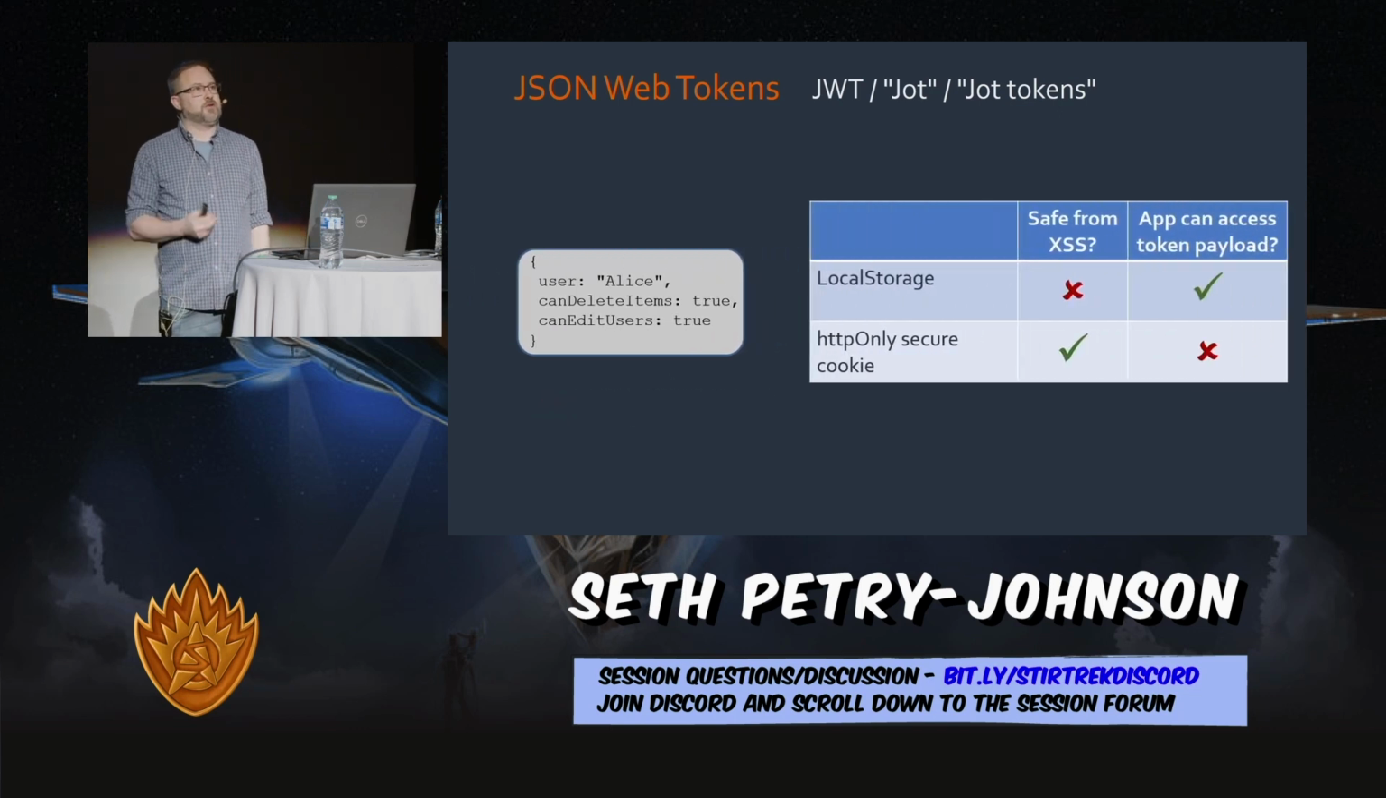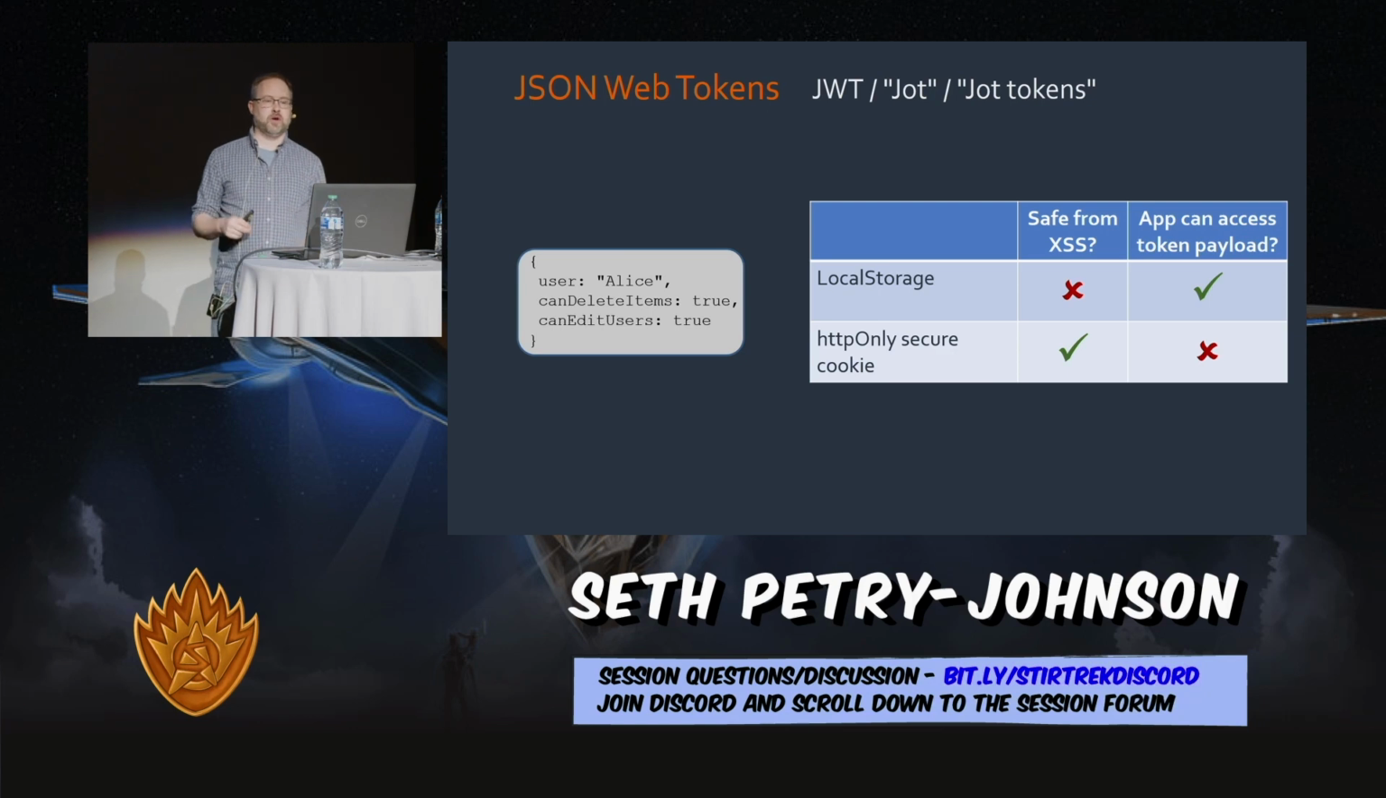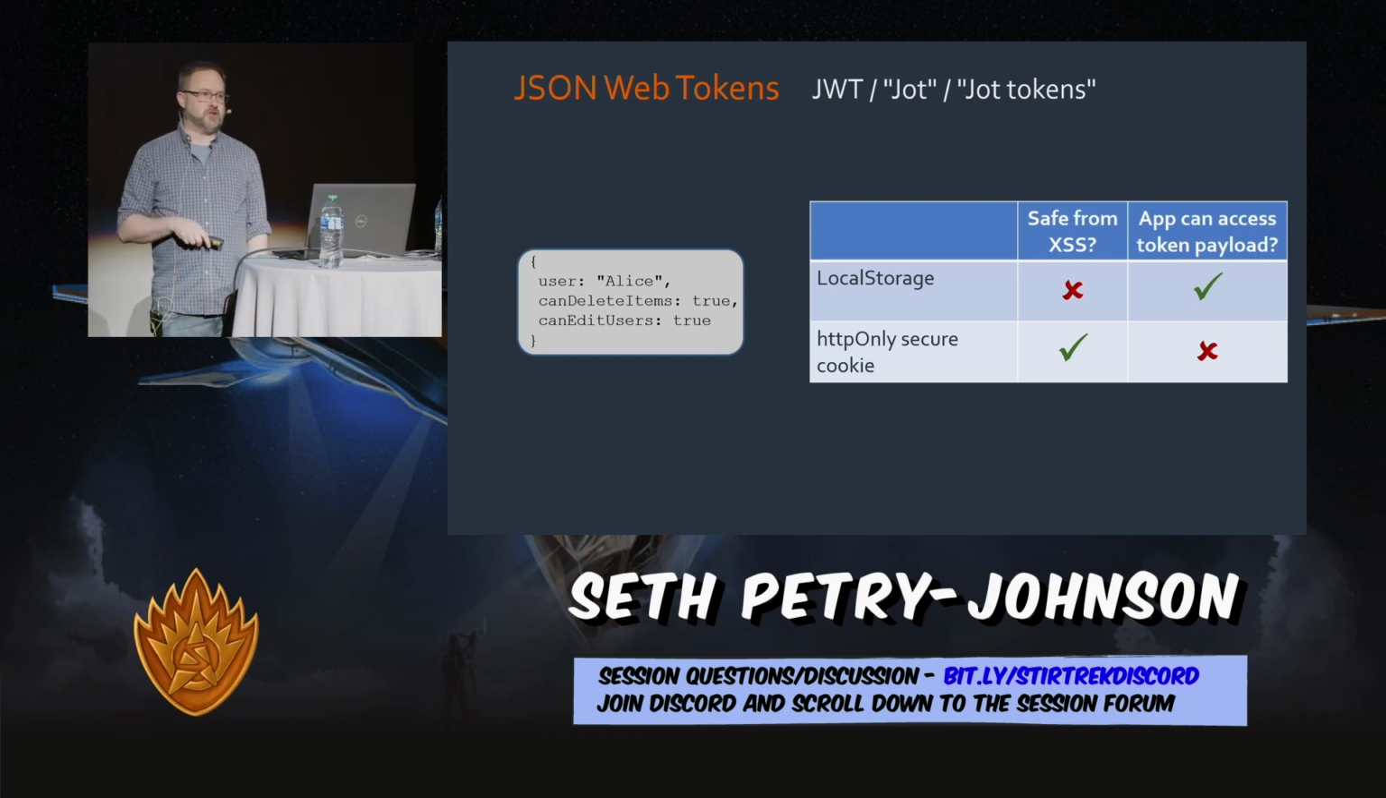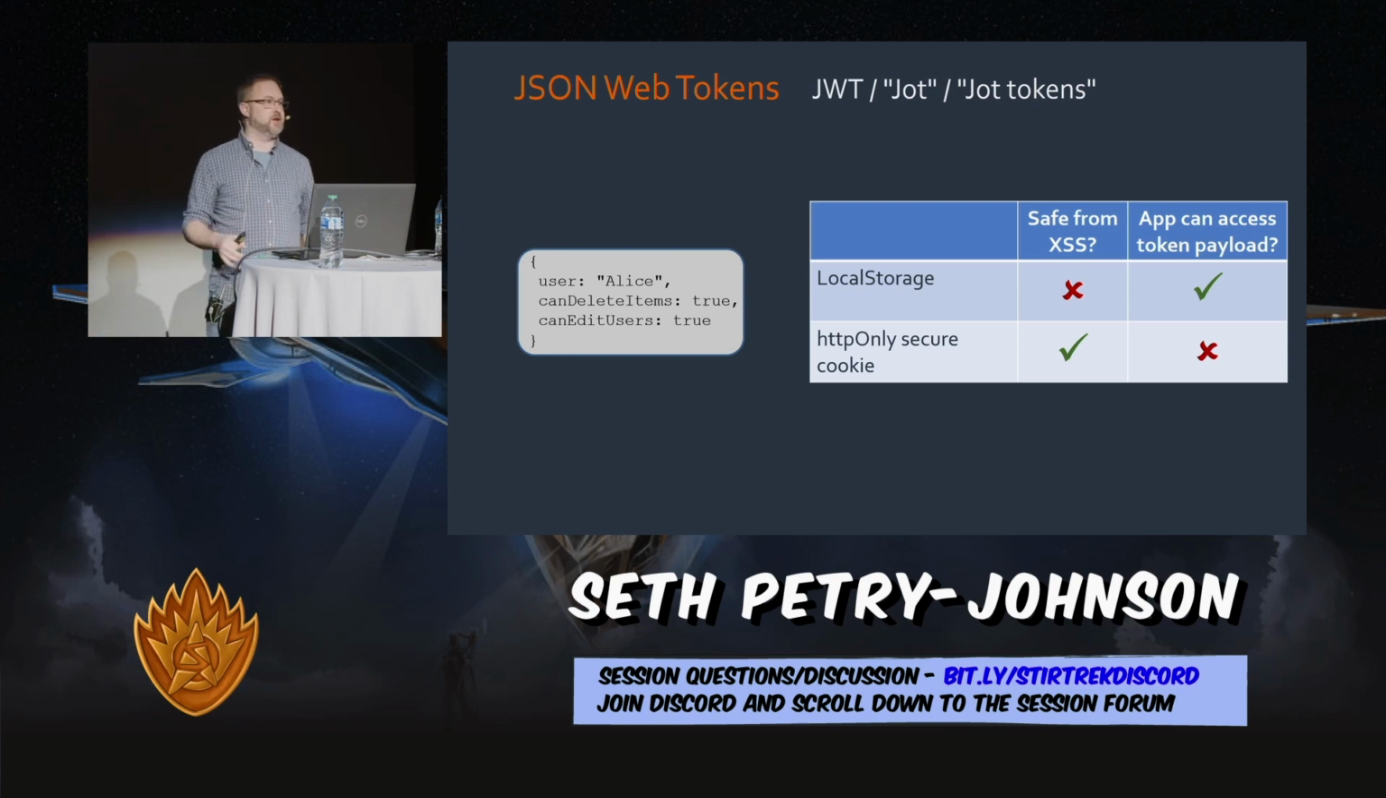So in practice, there are two places where you can store your web token between requests: local storage or an HTTP-only secure cookie. If you put the token in local storage, then your JavaScript app can access the full token and read whatever claims are in that JSON file or string. But local storage is susceptible to cross-site scripting. So that web token can't contain anything sensitive that you would not want falling into an attacker's hands.